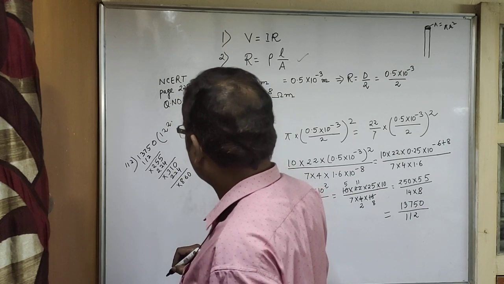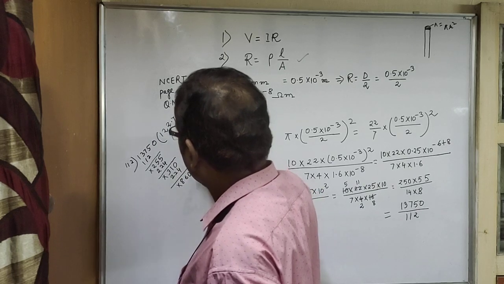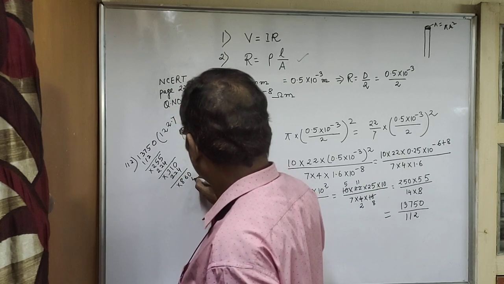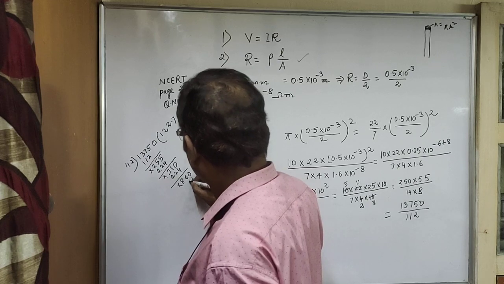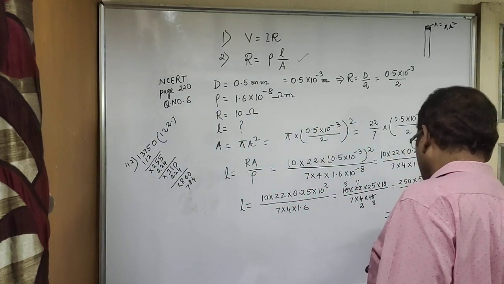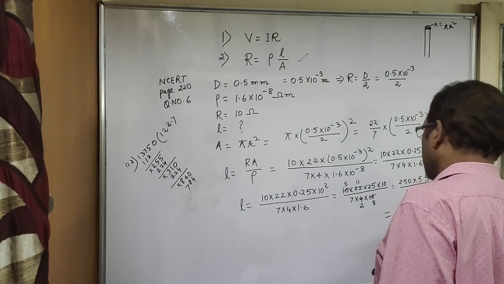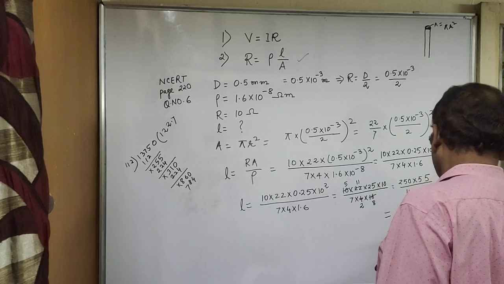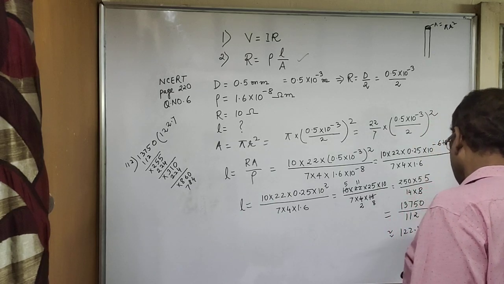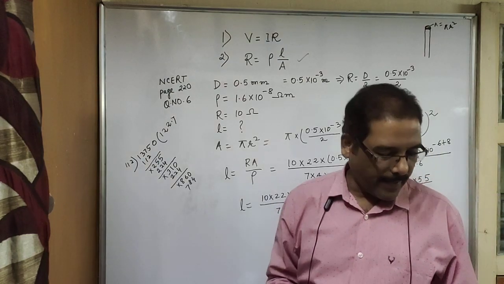I think we can divide it by 7 times. So approximately you will get 122.7 meter. So this will be the length of wire.